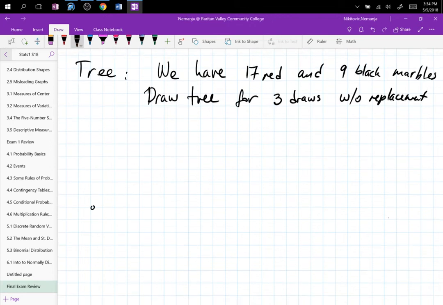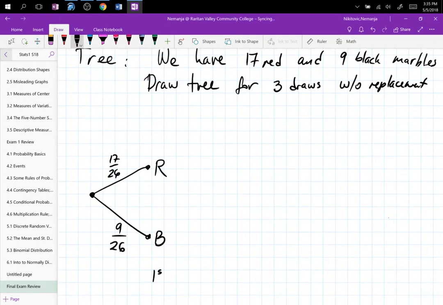All right. The first draw, you either pick a red or you pick black. What is the probability to pick red? 17/26. What's the probability to pick black? 9/26. So as you can see, on a first draw, I'll put first over here. That's the first draw. For the second draw, you can pick red or black on both of these.